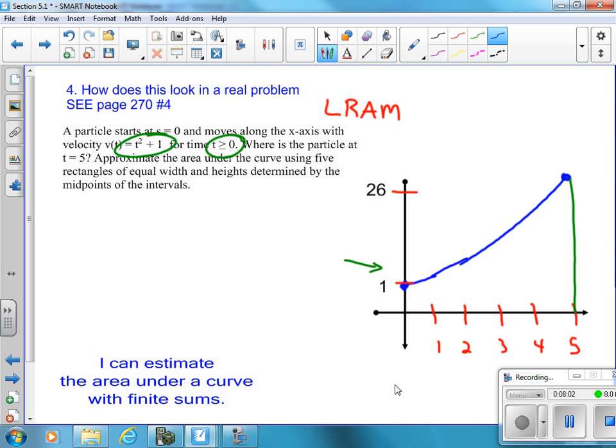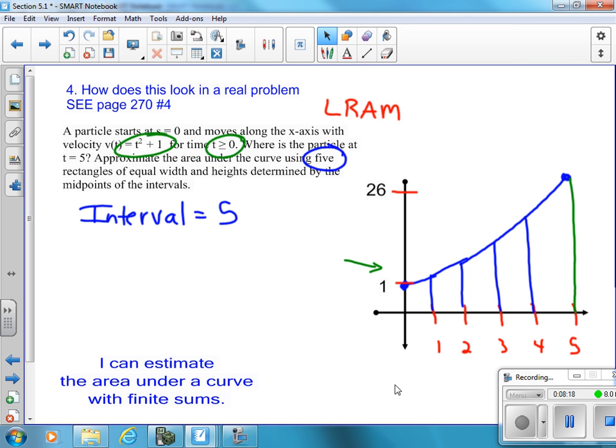Okay, so we're going to use 5 rectangles. So that is our interval. Our interval equals 5, and you will see that word often where it tells you how many intervals. And that makes a difference in how we calculate our 5 rectangles. So we have rectangle 1, 2, 3, 4, 5.